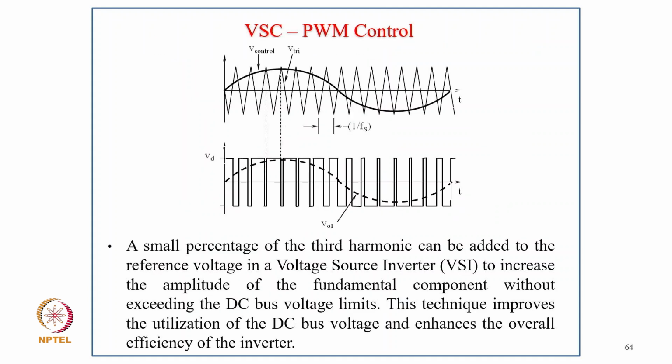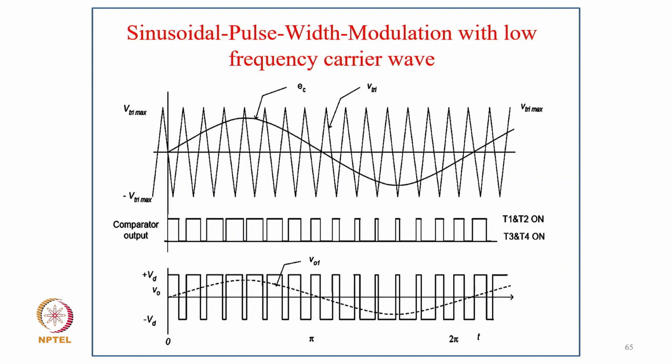And you can now have PWM control with unipolar and bipolar switching. So you can see the control voltage and triangular wave, and the output voltage, typically of bipolar nature, with the fundamental shown dotted here as VO1. A small percentage of third harmonic can be added to the reference voltage in a voltage source converter to increase the amplitude of the fundamental component without exceeding the DC link voltage limit. This technique improves the utilization of DC voltage and enhances the overall efficiency of the inverter.